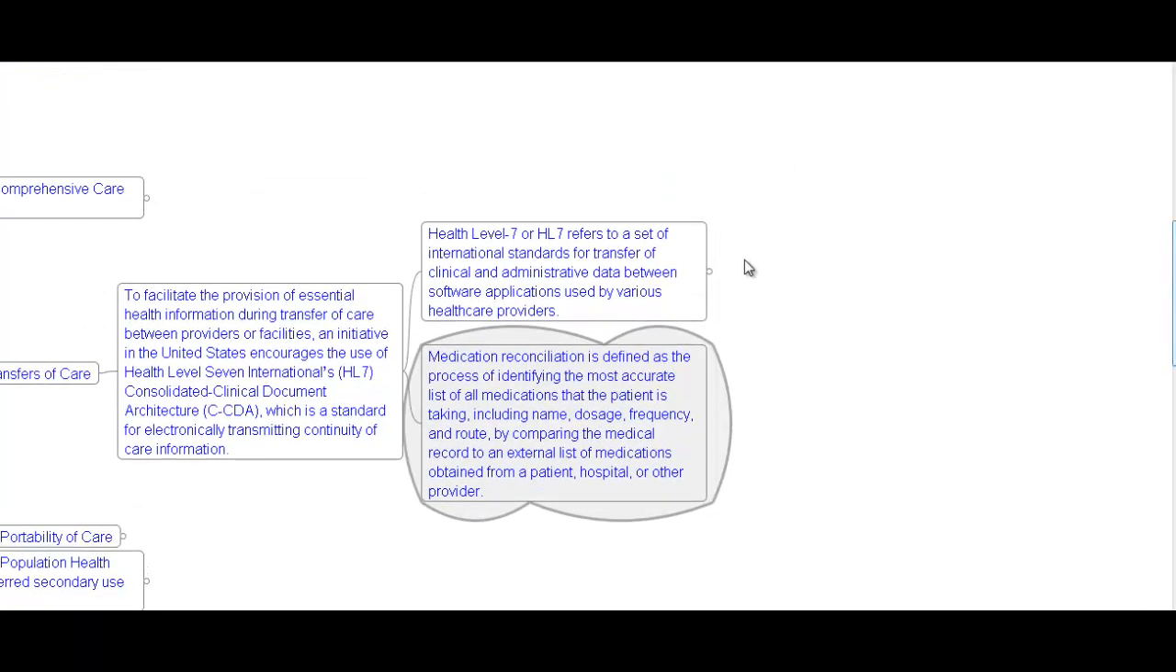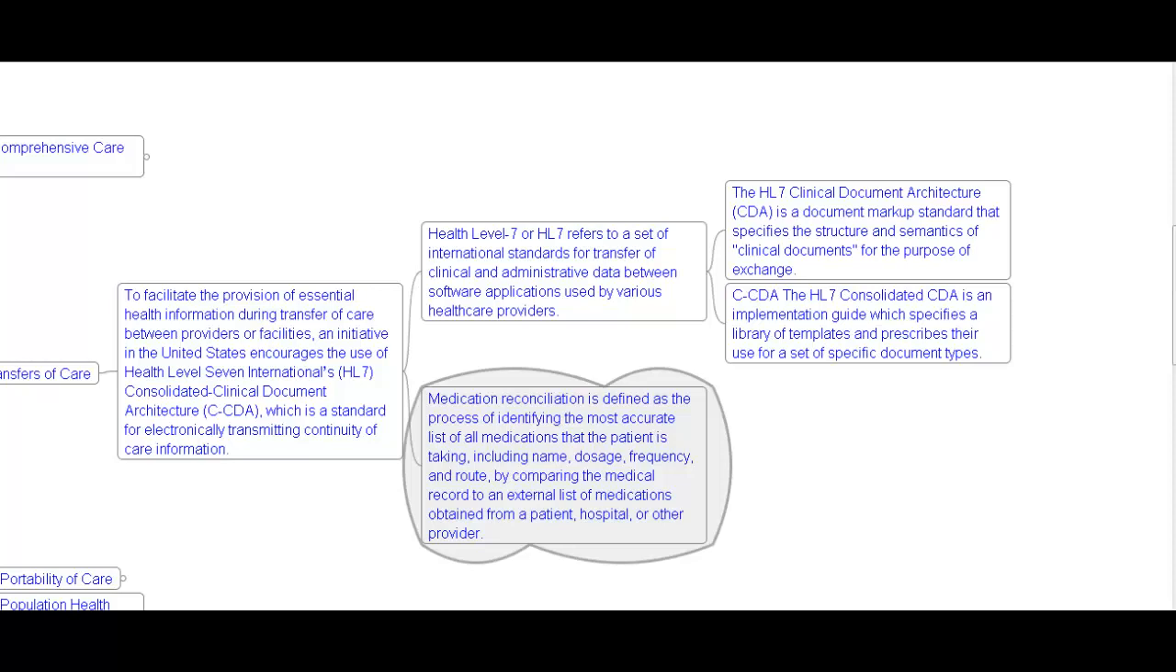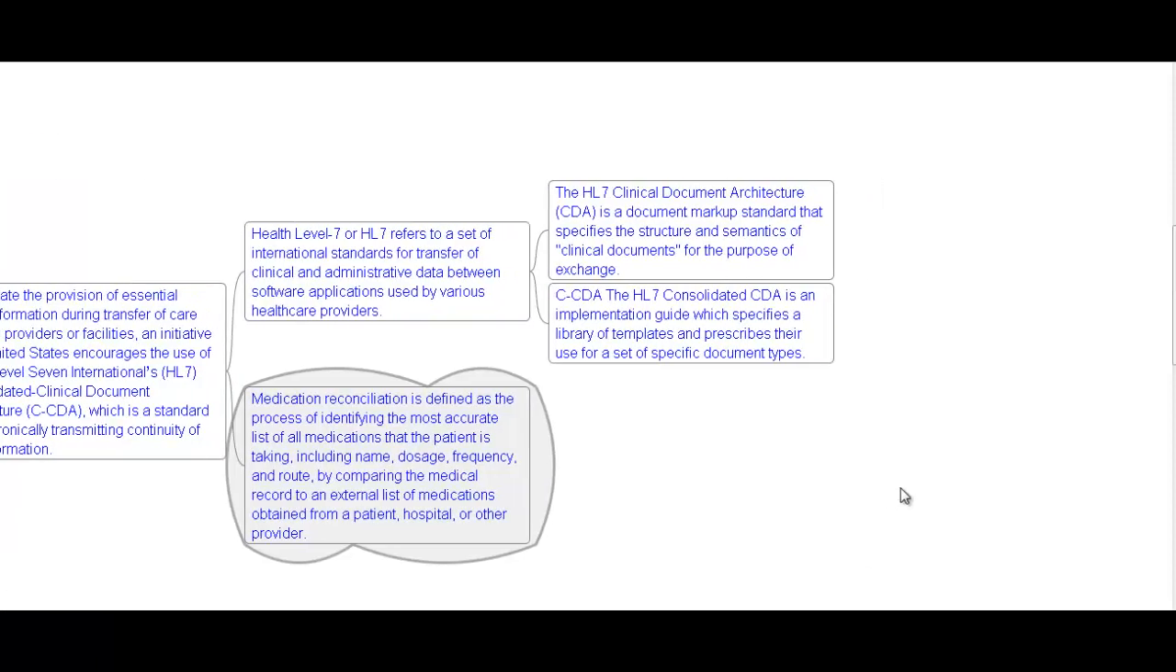So, the HL7 Clinical Document Architecture is a document markup standard that specifies the structure and semantics of clinical documents for the purpose of exchange. The HL7 Consolidated CDA is an implementation guide which specifies a library of templates and prescribes their usage for a set of specific document types.